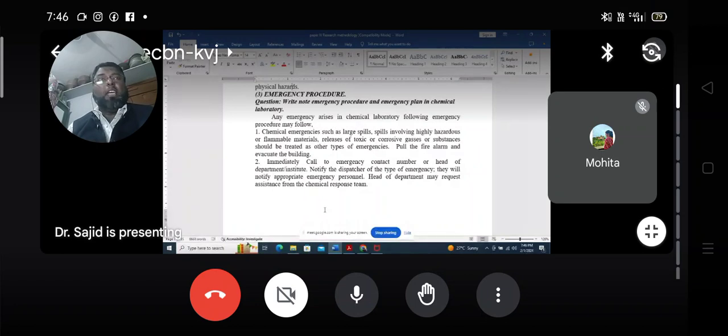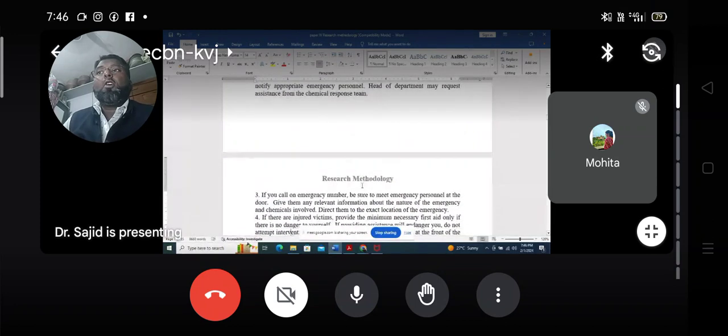You have to press the button of the fire alarm and ask everyone to evacuate the building immediately. What you have to say is: evacuate the building. Then immediately call the emergency contact number, or the head of department or institute. Notify the dispatcher of the type of emergency. They will notify appropriate emergency personnel. The head of department may request assistance from the chemical response team. This is the second step of the emergency procedure.